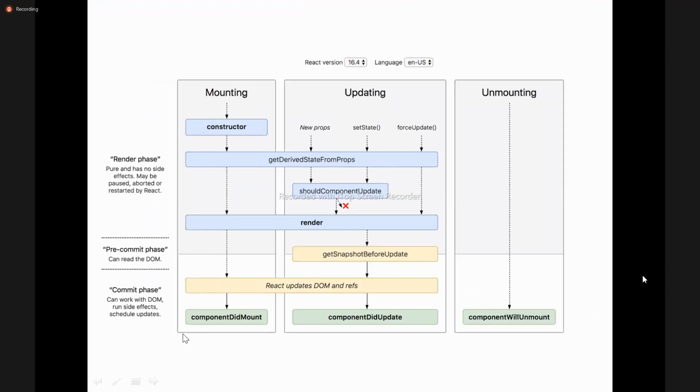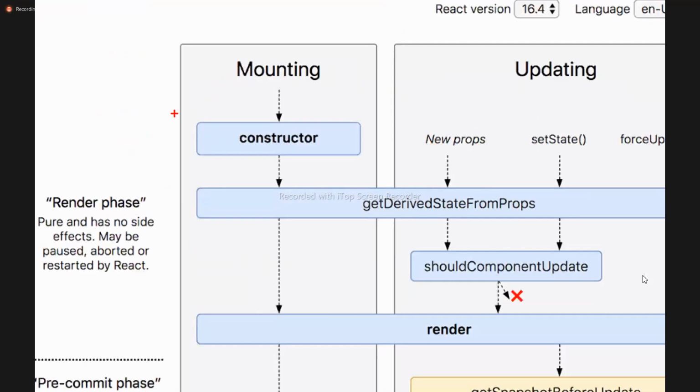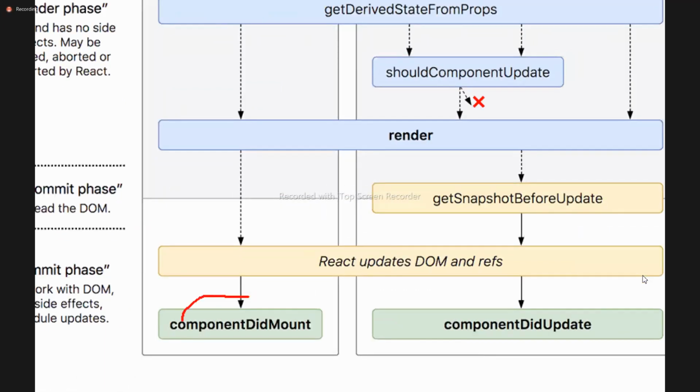That means here, this is the mounting phase. In the mounting phase, first, if you are using a class, a constructor will be created. After the constructor is created, it will use component did mount. It will mount and then did mount. After that, it will render, right? Whatever is there, it will render.